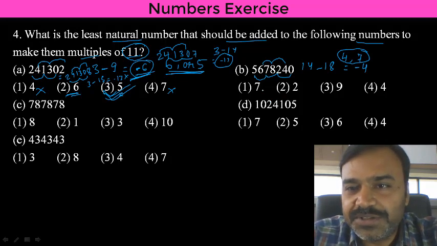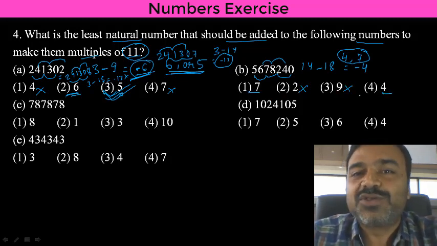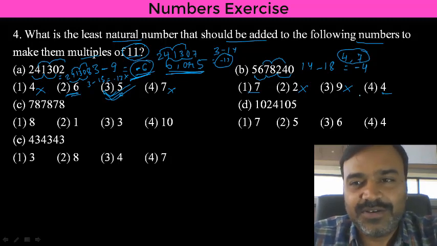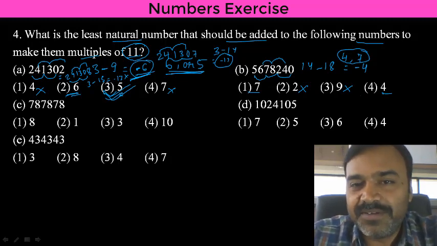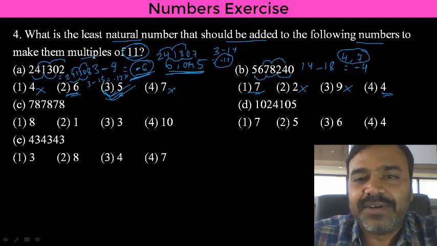Okay, so look at the options. 2 cannot be the answer, 9 cannot be the answer. Now 7 and 4 both are there. See, if there was only one of them, the answer would be directly that one. But here we have both 7 and 4. So what should we do? Add 7. Let's see what happens.